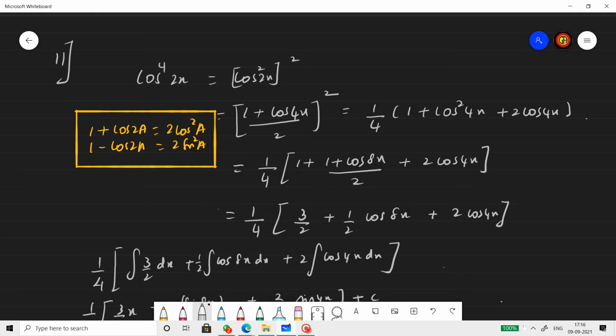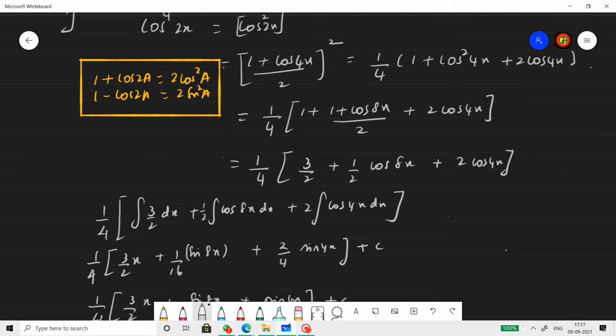Cos power 4 2x, which we can write as cos square 2x the whole square. Cos square 2x, using this formula, we can write as 1 plus cos 4x by 2. Then separate the square, so it becomes 1 plus cos 4x the whole square by 4. 1 by 4 is taken out. Expand 1 plus cos 4x the whole square using the a plus b the whole square formula.